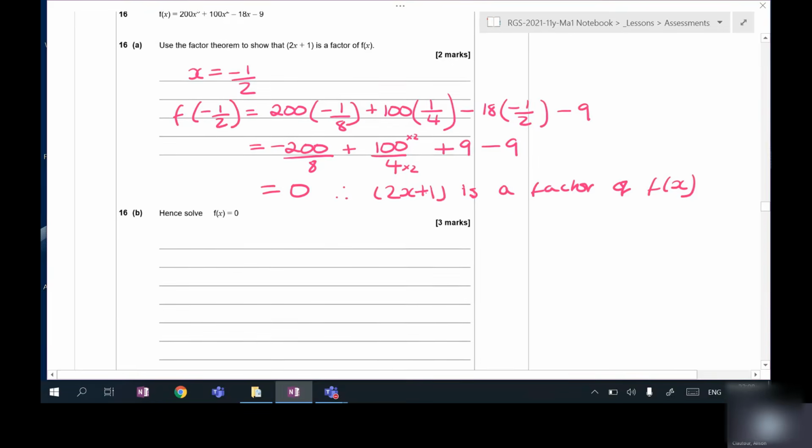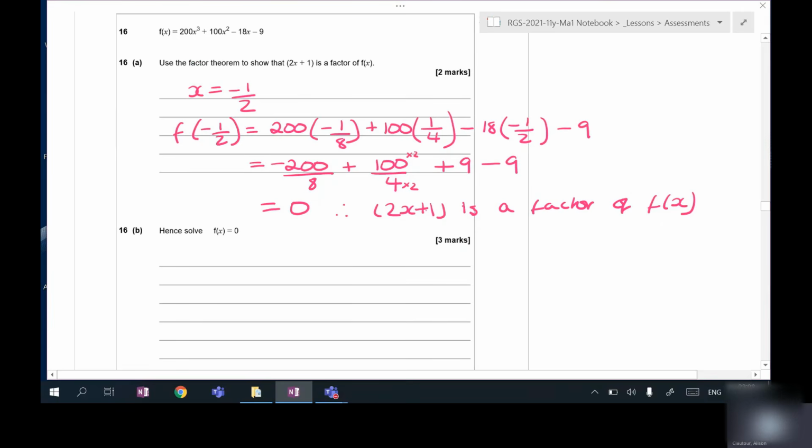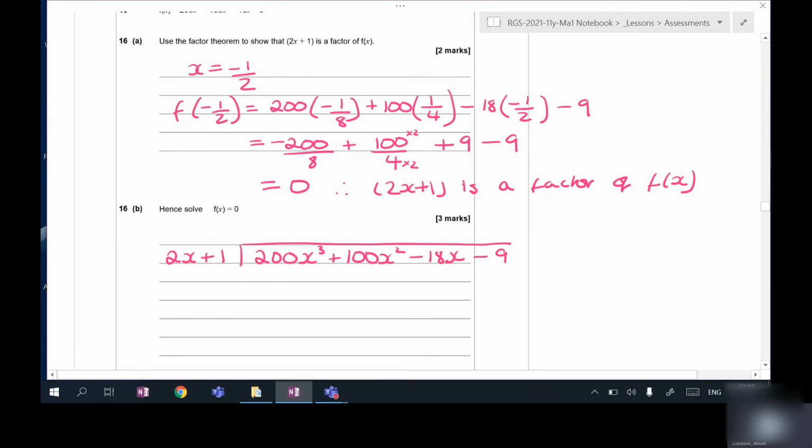Okay, so hence solve f of x equals 0. So we have got one factor, but we need more. So if we do long division, so 2x plus 1 into 200x cubed plus 100x squared minus 18x minus 9. So 2x into 200x cubed goes 100x squared.